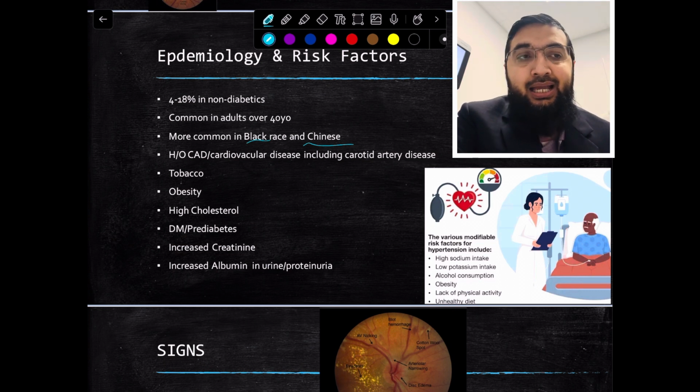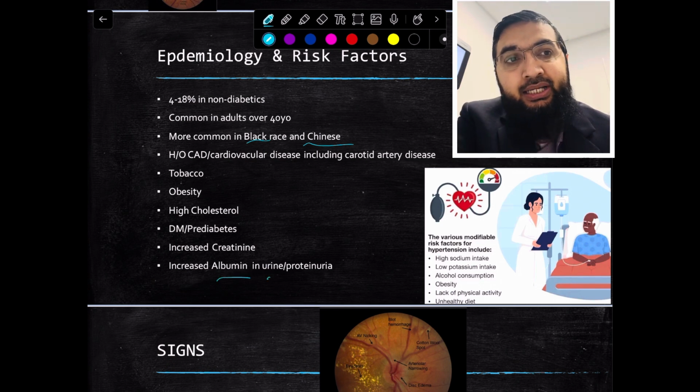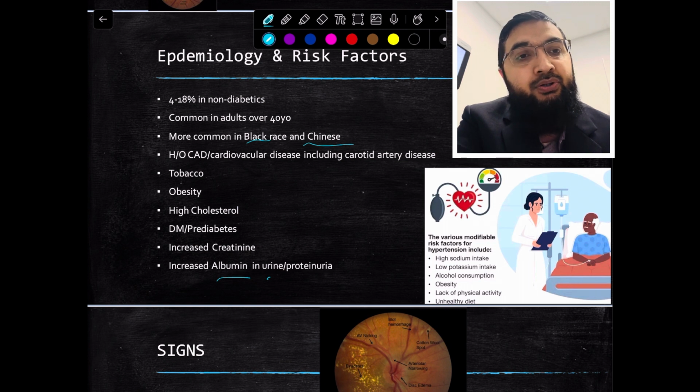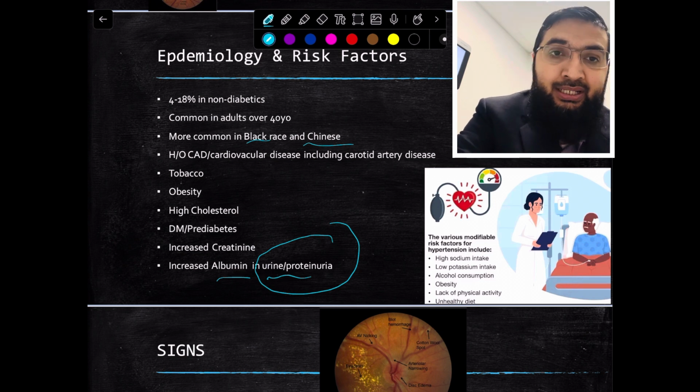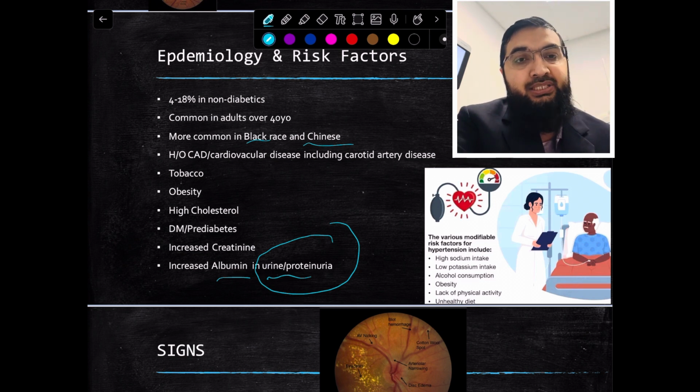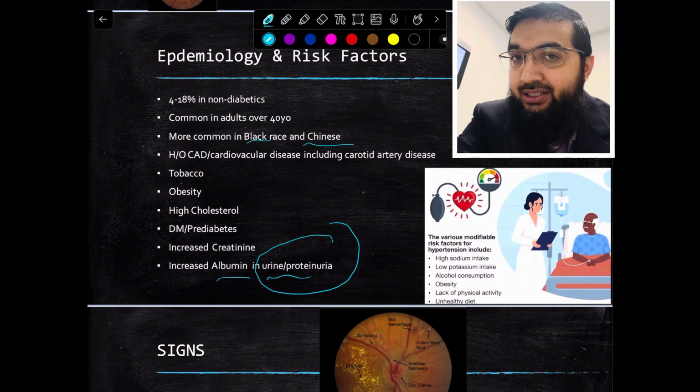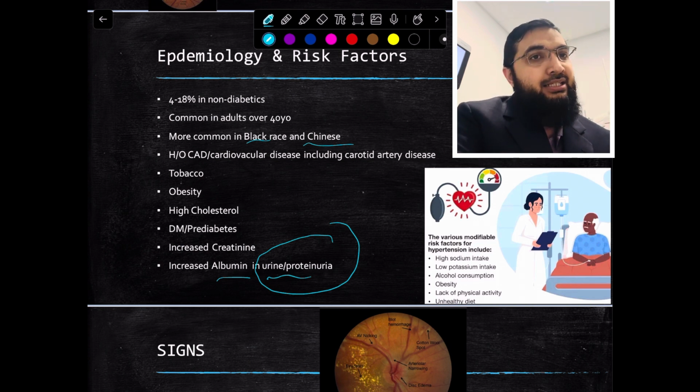Tobacco, obesity, high cholesterol levels, diabetes and pre-diabetes, increased level of creatinine in your body, and increased level of albumin or protein in the urine are important to know. These are important risk factors: high sodium intake, low potassium intake, alcohol consumption, obesity, lack of physical activity, and unhealthy diet.